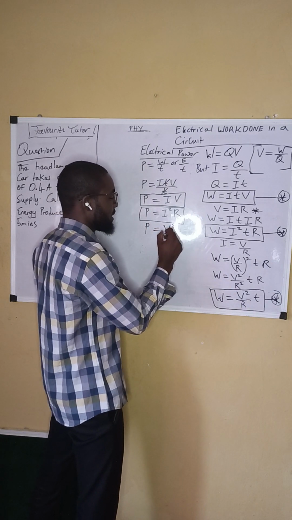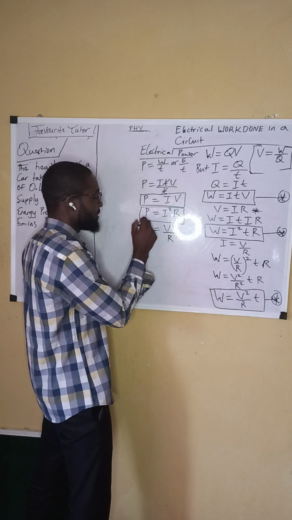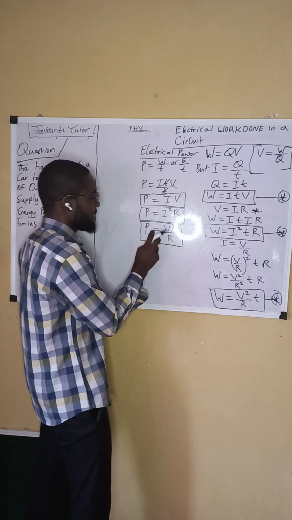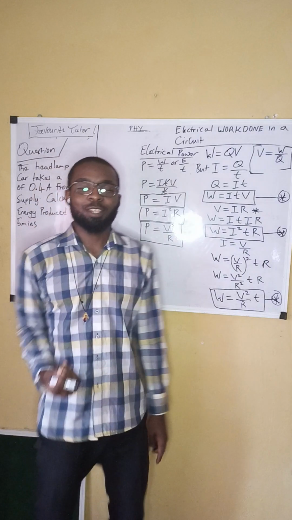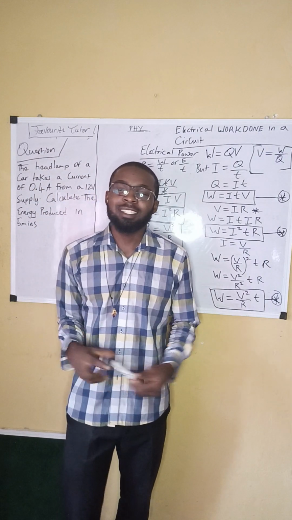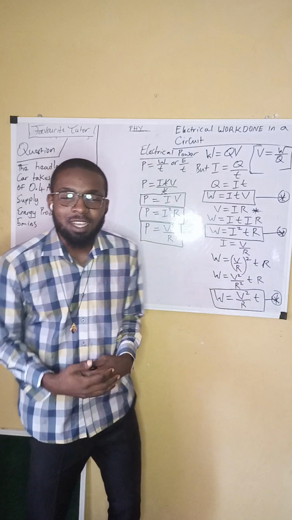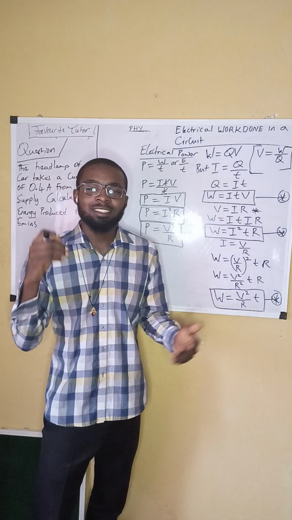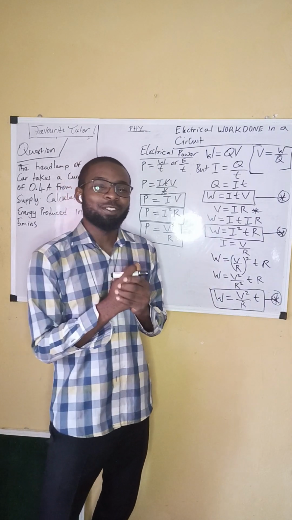V squared over R. This is another equation for power in a circuit. So whenever you want to calculate power in a circuit, you bring the parameters out, you look for the one that suits the question, and then you solve.